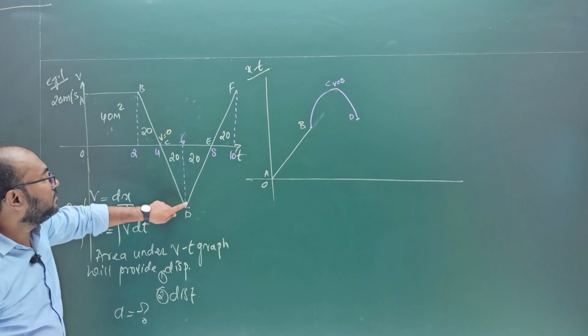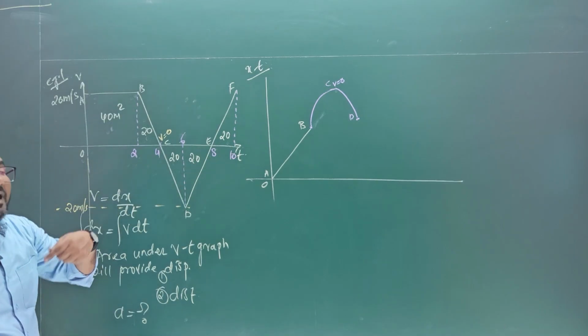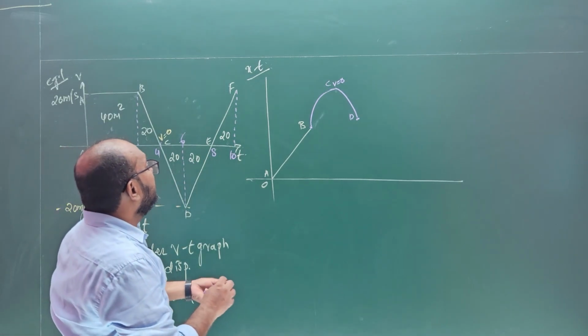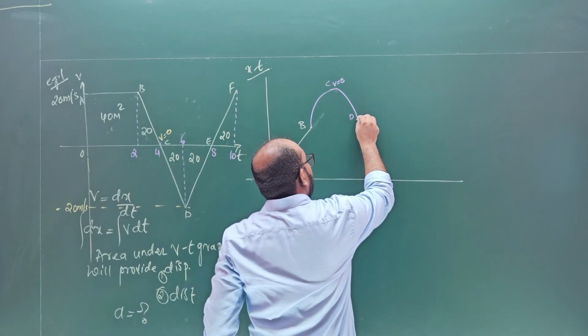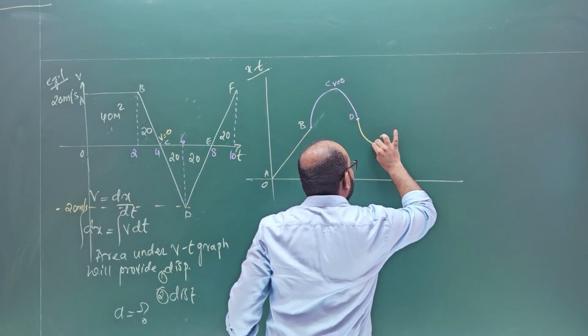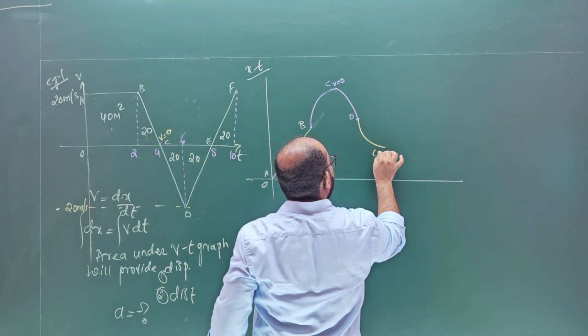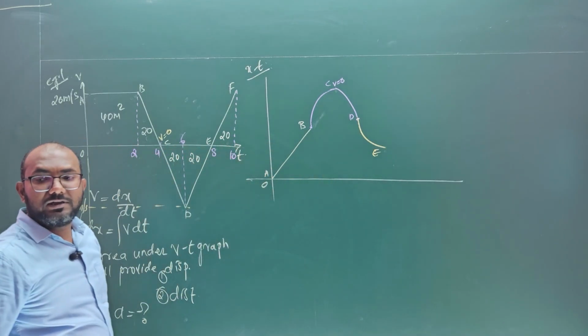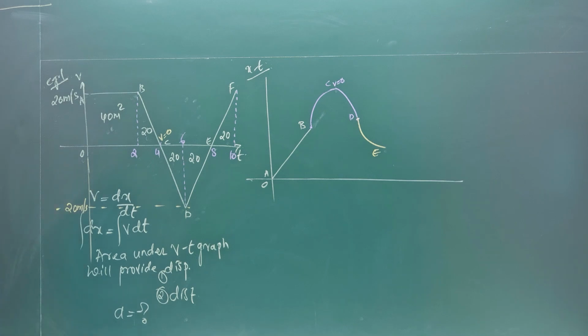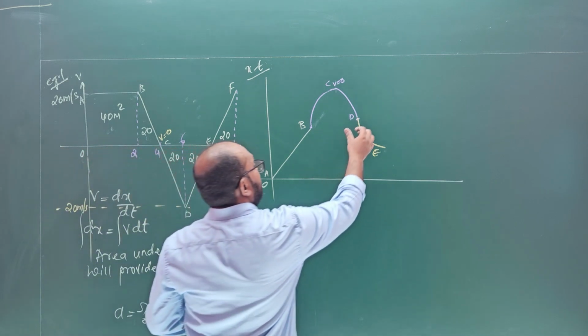Then from D to E, velocity is what? Again decreasing. Again decreasing. Then can I draw this like this? So at this point, can I say what is the point name? E. So at E, velocity again becomes what? 0. Okay.